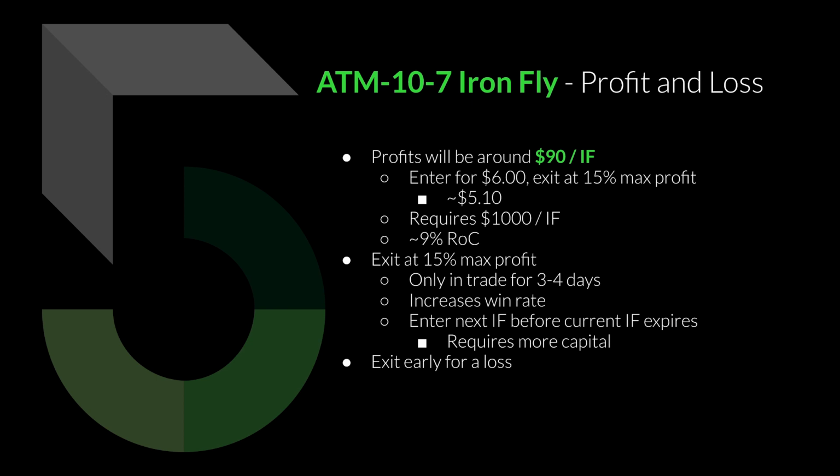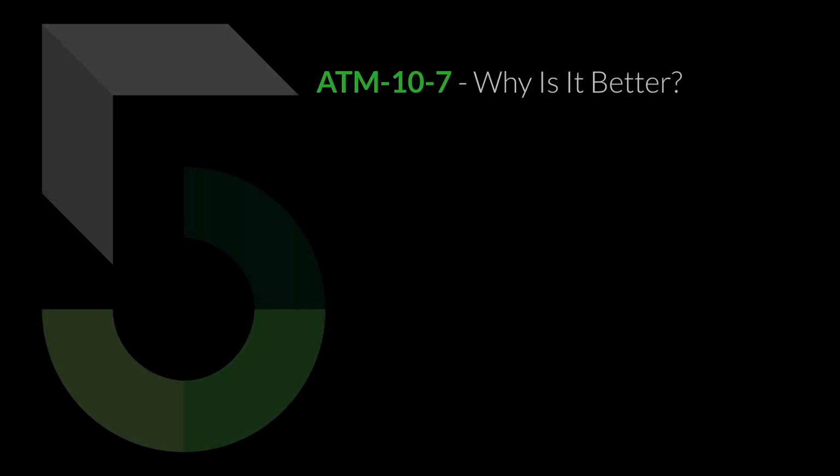Now, if I exit for a loss, this is when I'll be exiting. So when I lose 30% is when I would exit. So I'm either going to make 15% or I'm going to lose 30%. So the actual max loss of what I'm planning on taking is about $180 in loss per iron fly. So either gain $90 or lose $180.